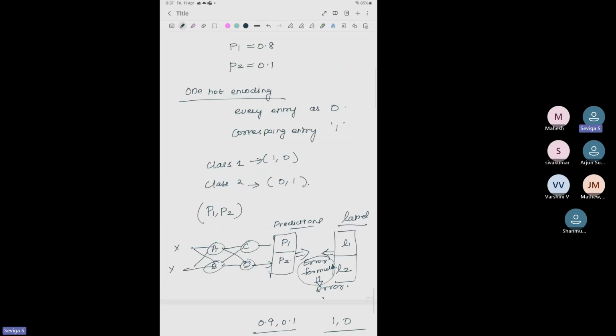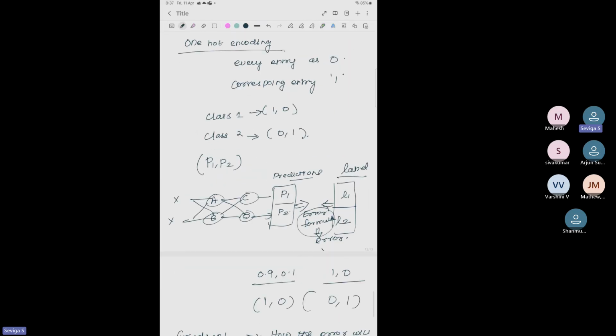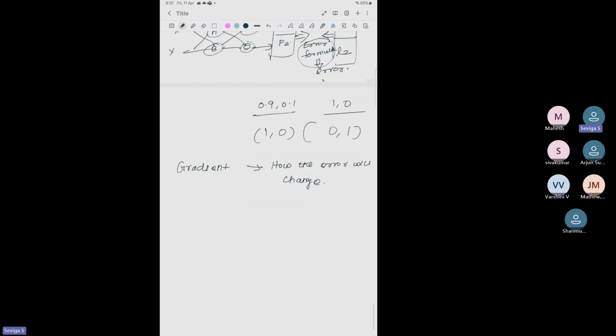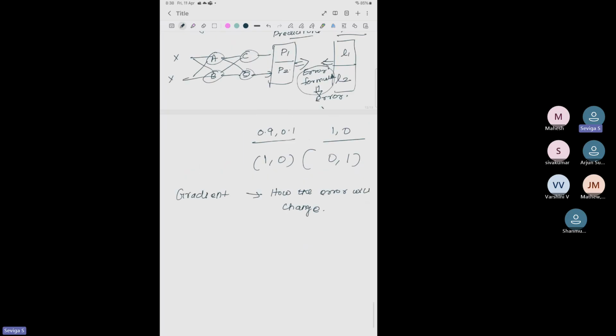Then we saw how to calculate the error. The general thing to remember is that we compare the prediction with the label. If there is a match, the error is 0. If it is incorrectly matched, the error value will be high. We can use any of the error formulas from the libraries, choosing based on the task at hand. Then we use the gradient to decide how the error will change. If we want to increase or decrease the error, we look at the gradient and decide. So is it clear?